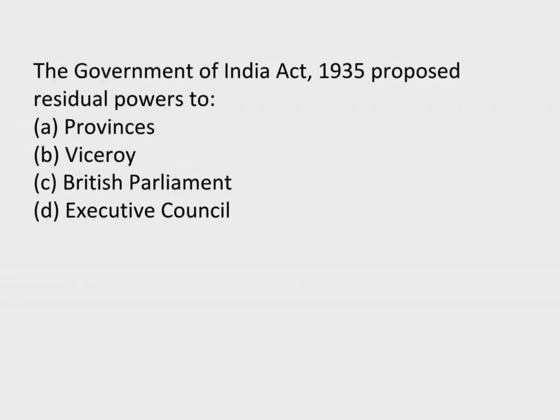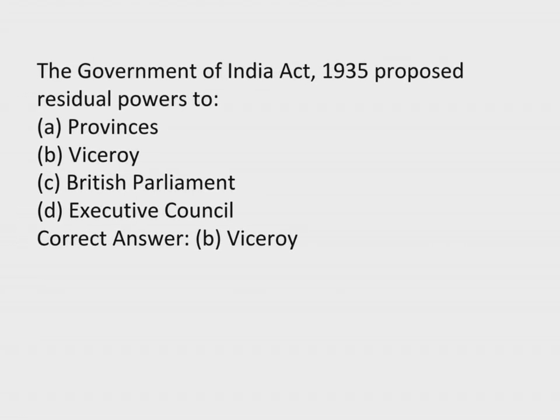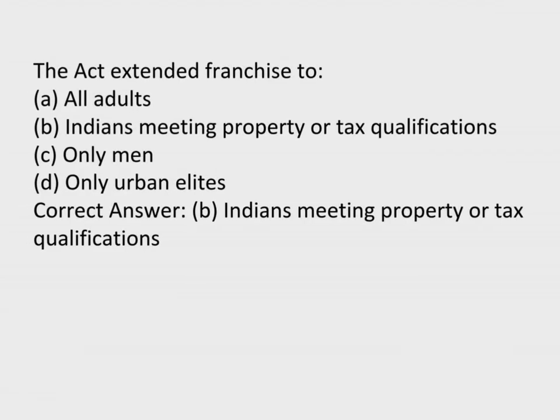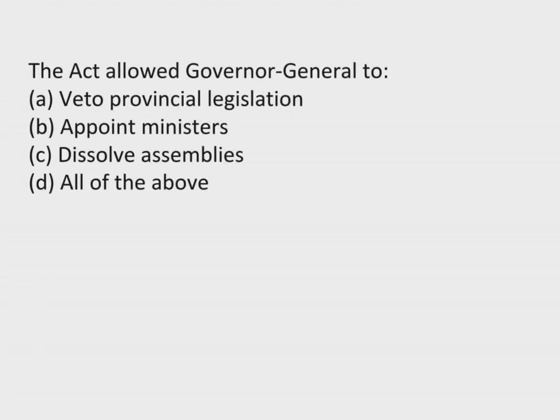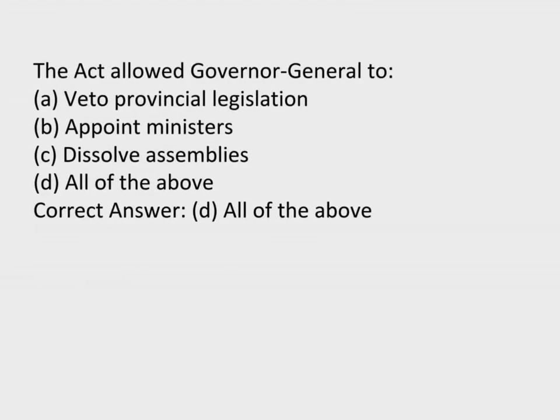12. The Government of India Act, 1935 proposed residual powers to. Correct answer, B. Viceroy. 13. The act extended franchise to. Correct answer, B. Indians meeting property or tax qualifications. 14. The act allowed Governor-General to. Correct answer, D. All of the above.